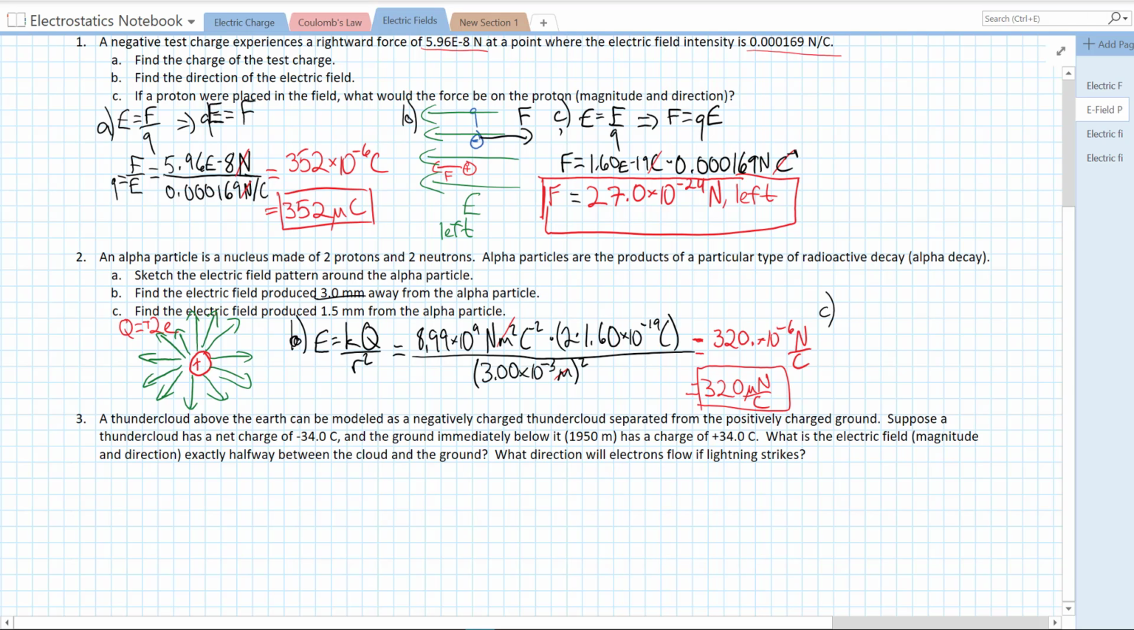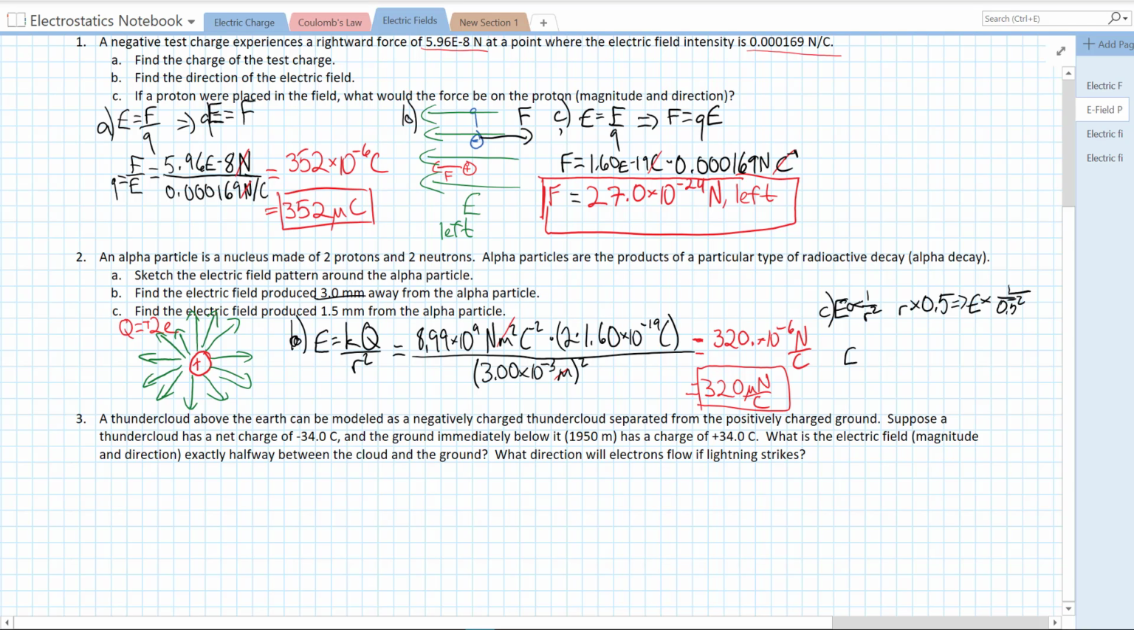Find the electric field produced 1.5 millimeters from the alpha particle. Now, we could just plug in the numbers again, but I'm just going to use proportional reasoning. Since electric field is kq over r squared, it's proportional to 1 over r squared. So if I multiply the distance by 0.5, the electric field is multiplied by 1 over 0.5 squared.